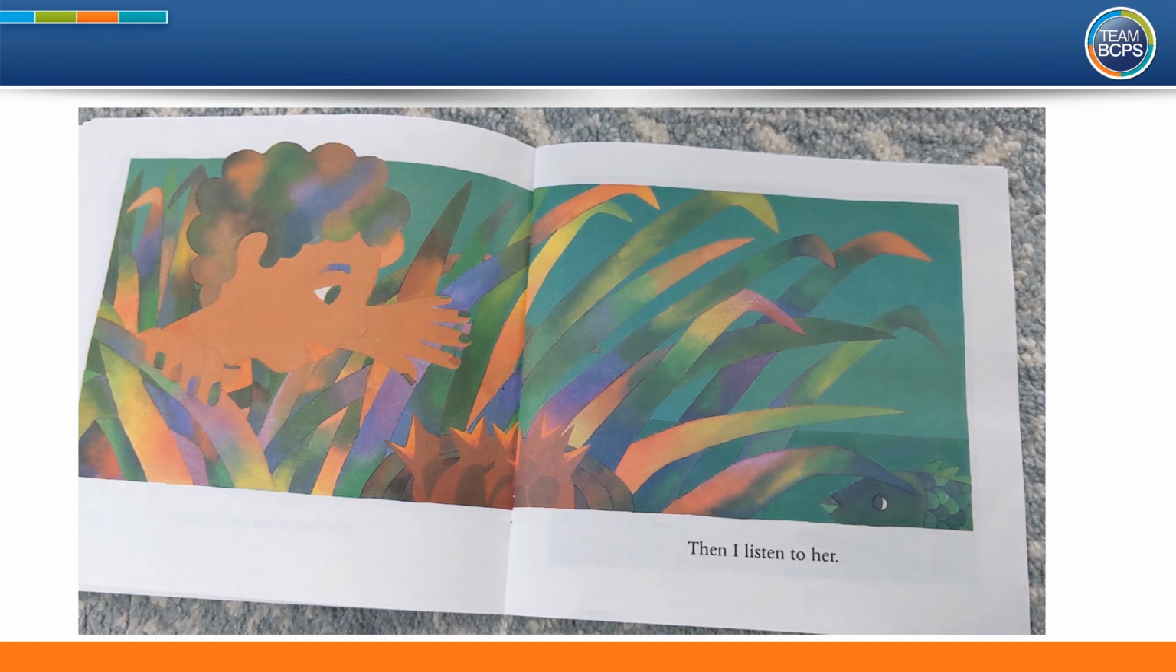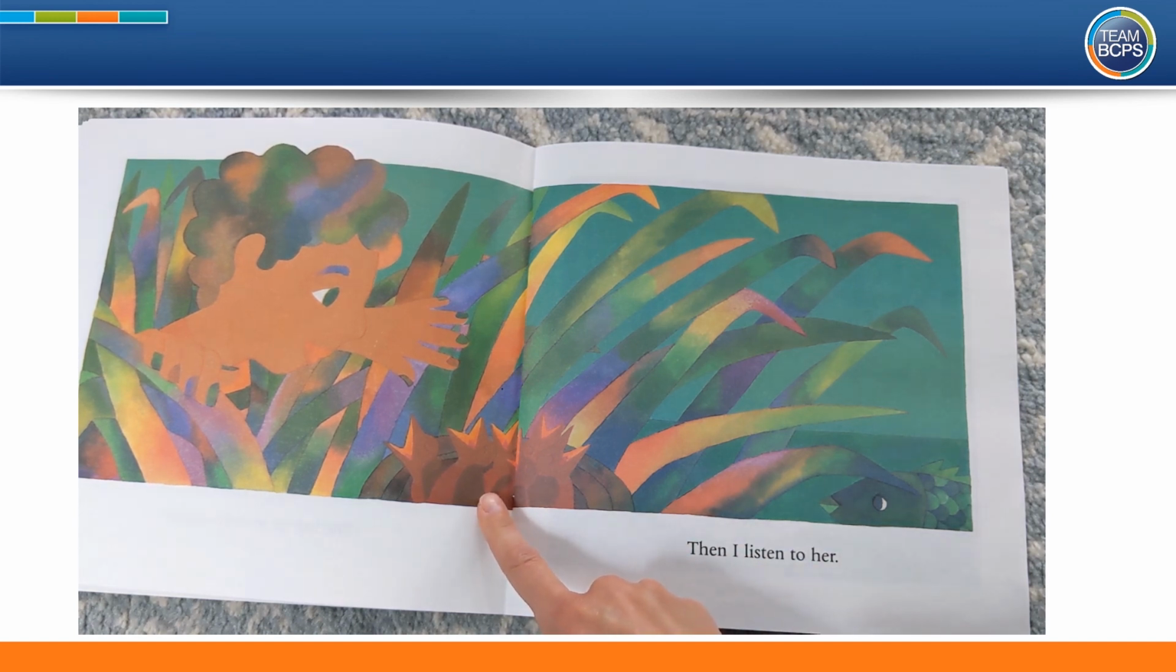The child in this picture is using their sense of hearing. That means that they are using their ears to listen. What sounds do they hear on Earth? Let's look at this illustration to help us figure that out. That's right. The child can hear the baby birds tweeting in the nest.